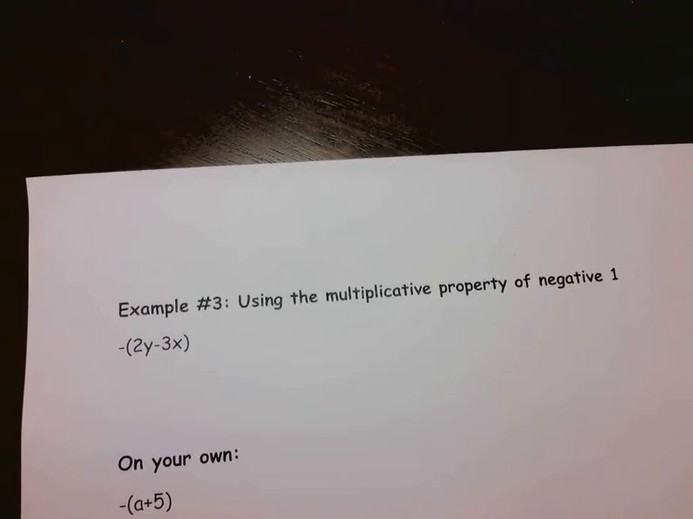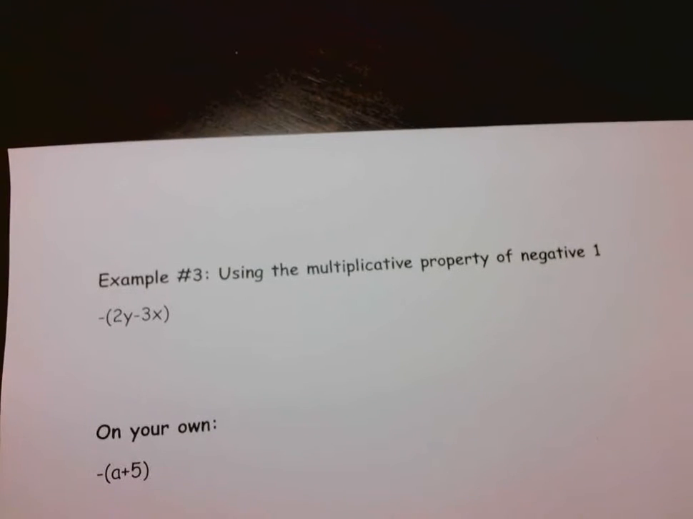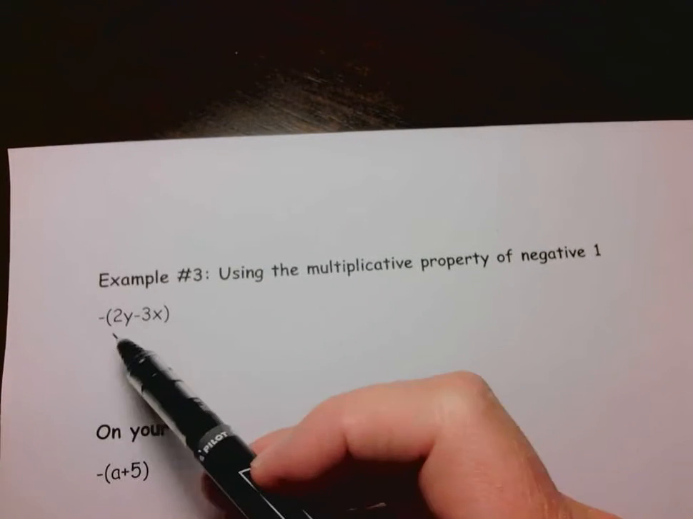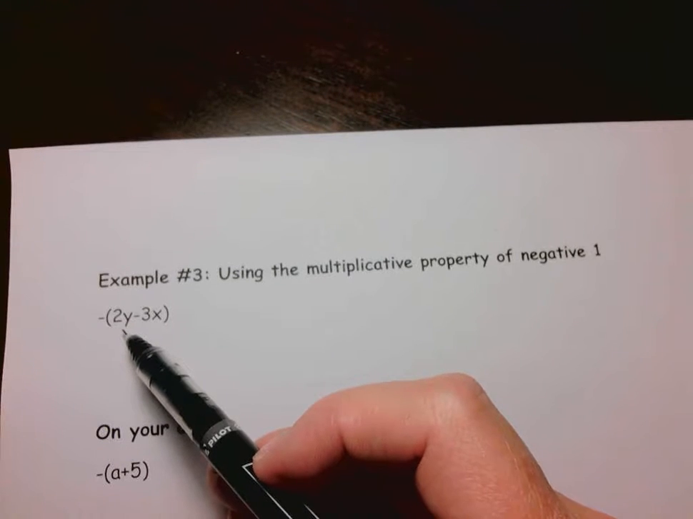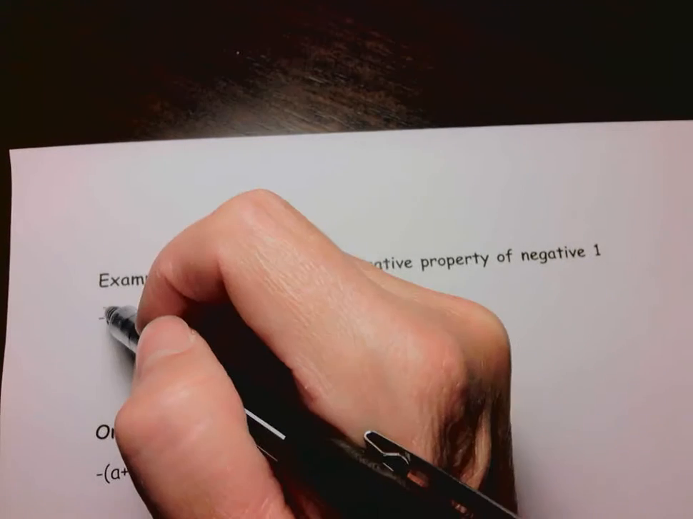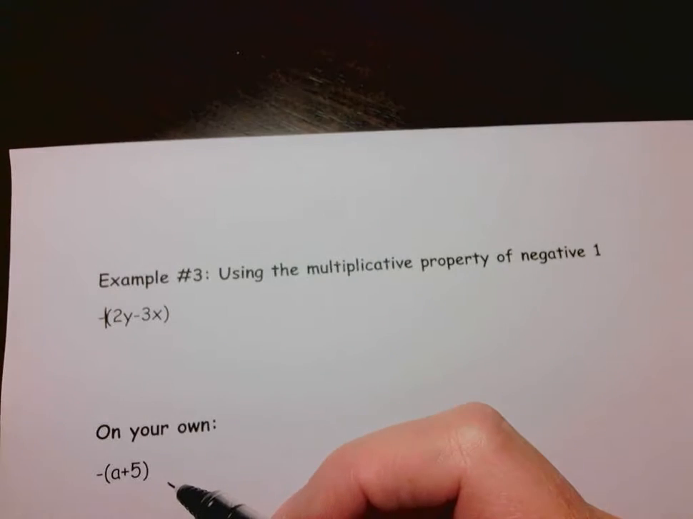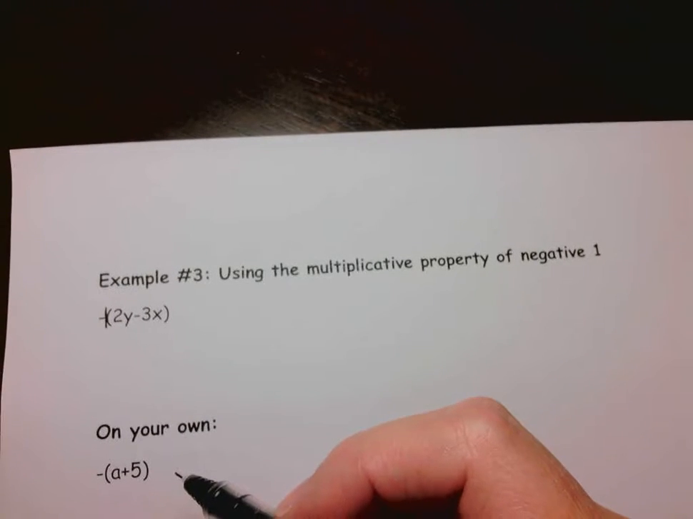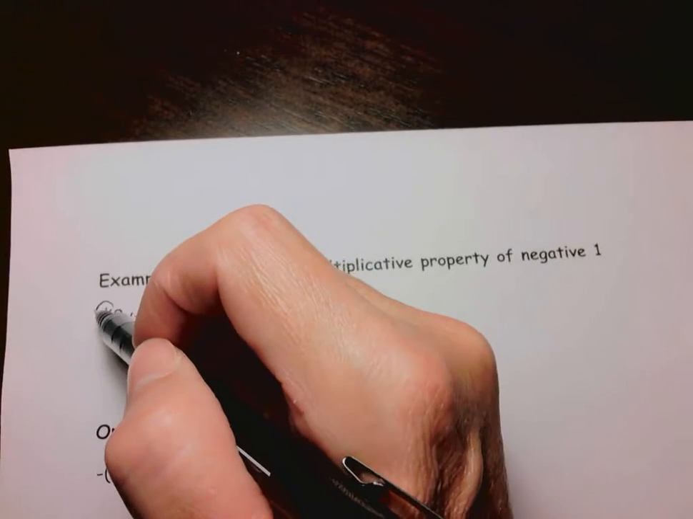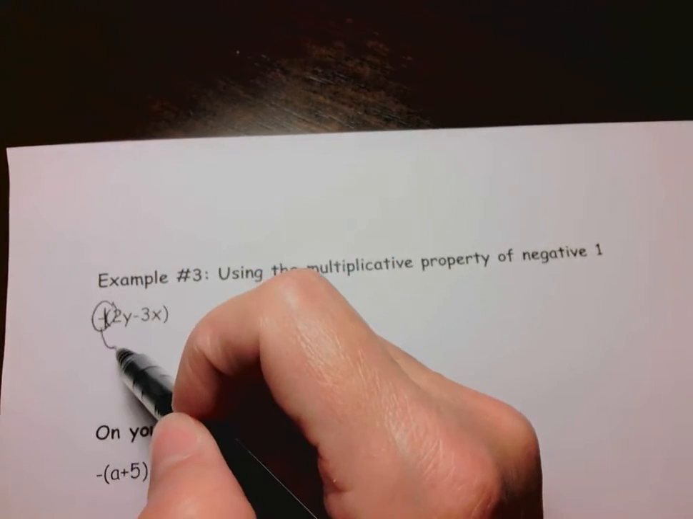Okay, next example, using the multiplicative property of -1. All this is saying is, if I have a negative times 2y minus 3x, this is the same thing as saying -1 times 2y minus 3x. And so what I'm doing is I'm distributing out the -1.